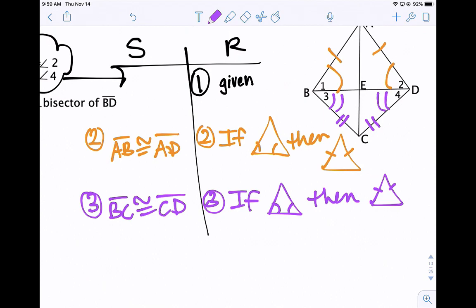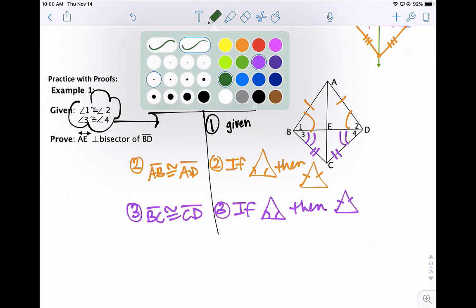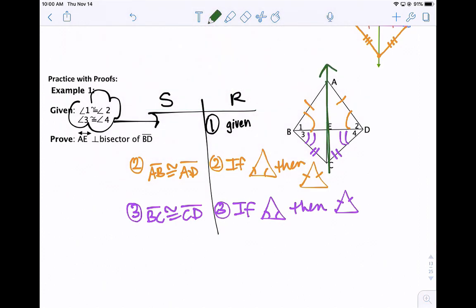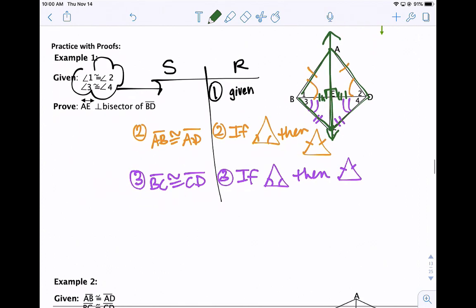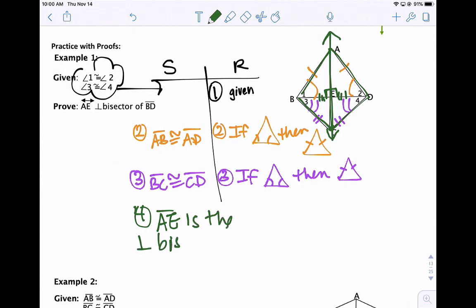Okay, now we have points that are the same distance from the endpoints B and D, and so we can say by the equidistant theorem, if we look, AC would be a perpendicular bisector because A is the same distance from B as it is to D, and C is the same distance from B to D. Okay, and that's enough information. So step 4, AE is the perpendicular bisector of BD. And how do we know that? We knew the distances, and so that is the equidistant theorem.